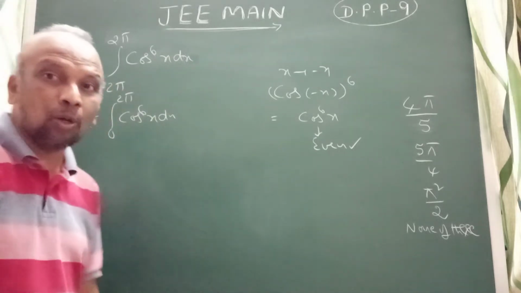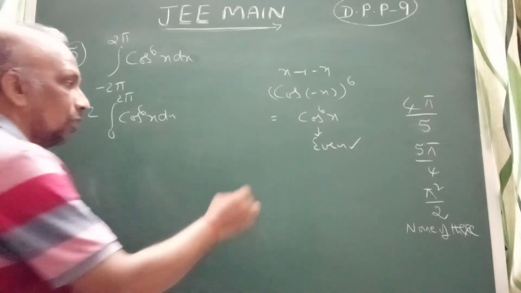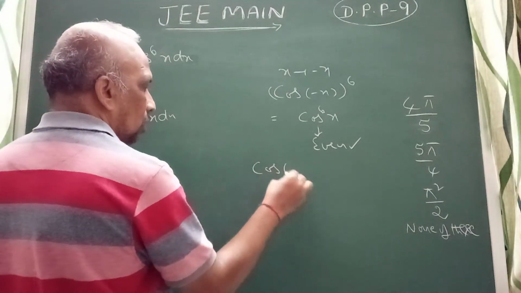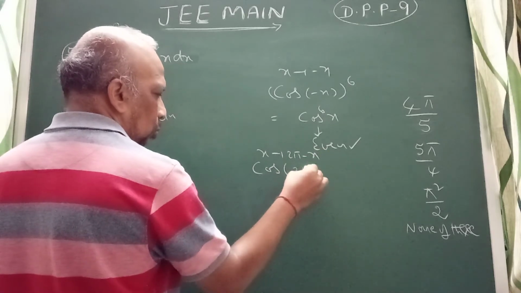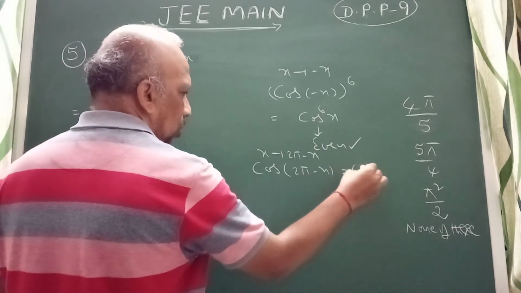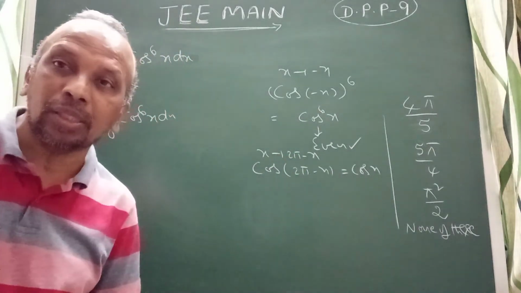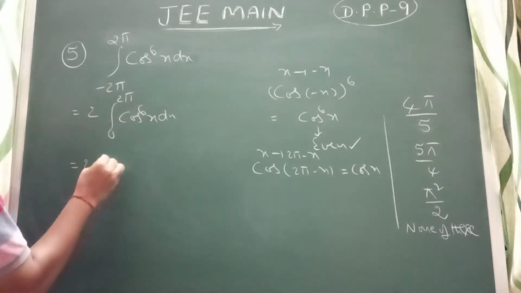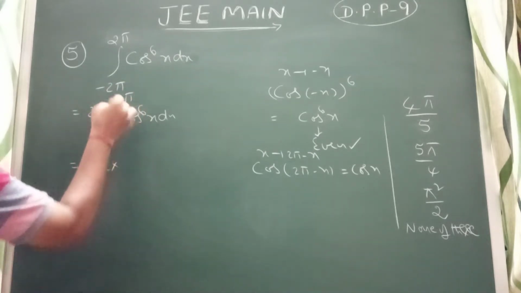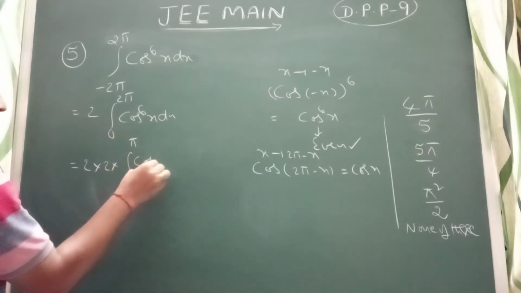Again after that I can also verify: if we replace x with 2 pi minus x, we get the same function, right? Cos of 2 pi minus x will be cos x only. When it gives the same function, we have another property. I can write this as 2 into 2 into half of this, the integral from 0 to pi of cos^6 x dx.